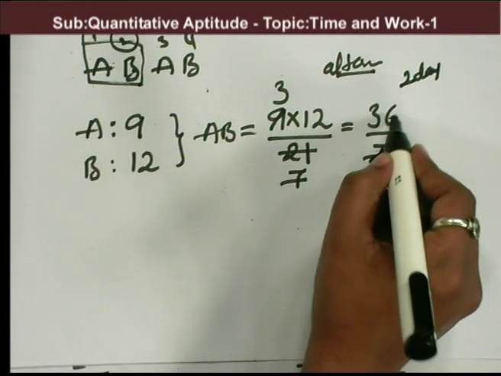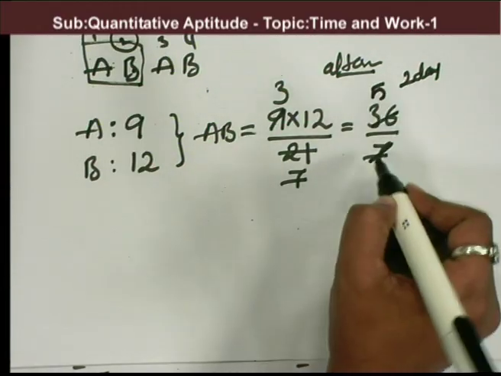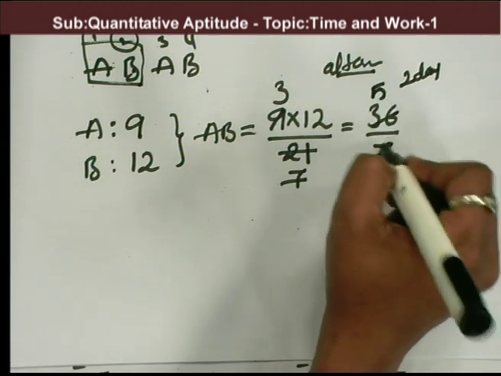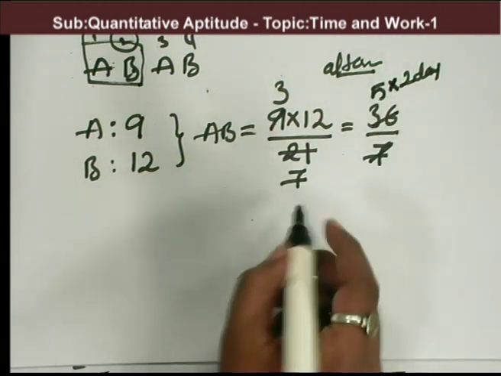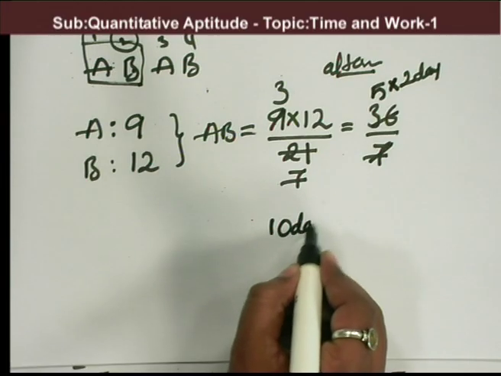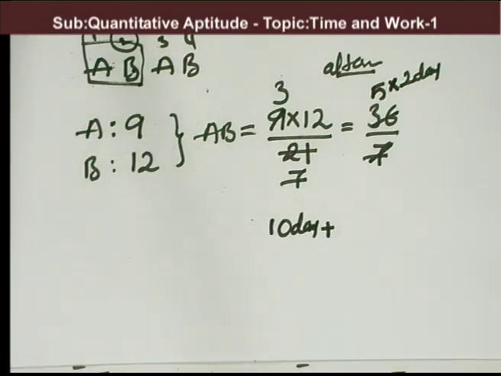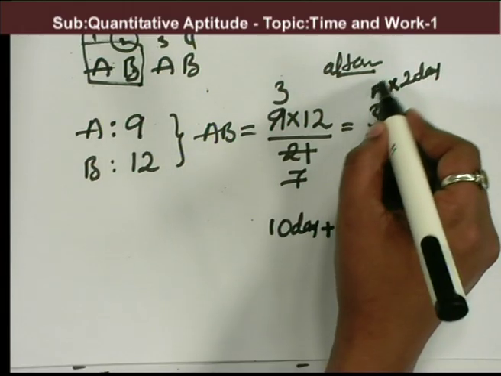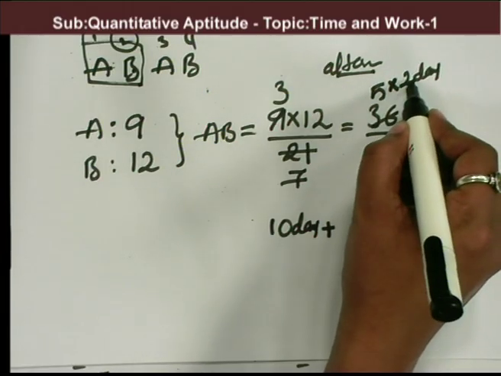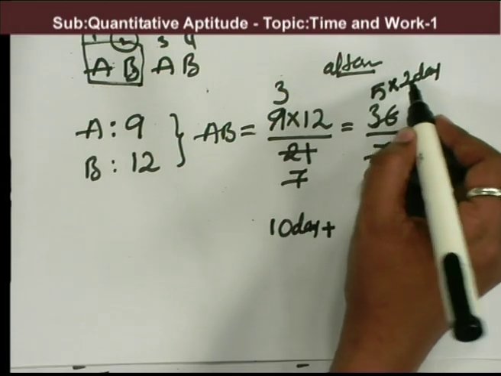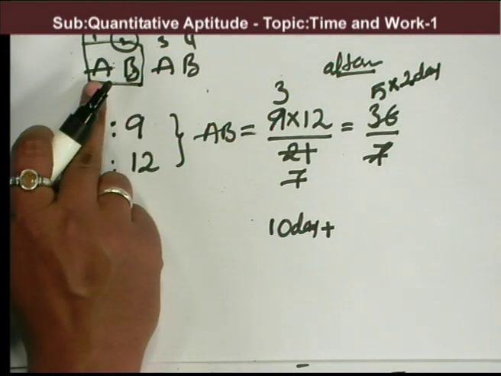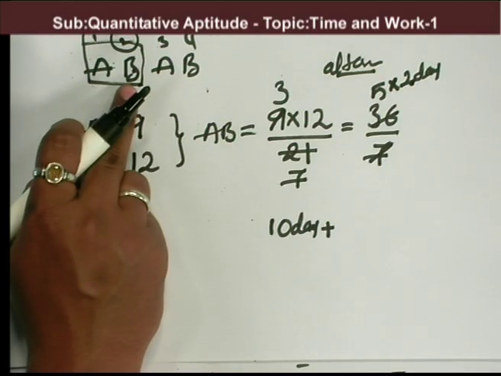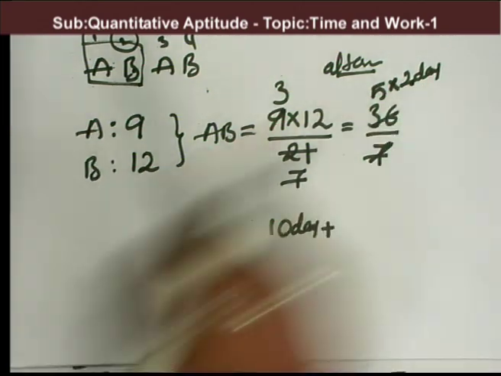So, 7 5s are 35. What we get as the result is 5, and 5 2s are 10 days. So, the condition is when they are working alternately. This 5 is multiplied by 2 days, because why are we taking 2 days? In the alternate days, A and B are working together, it takes 2 days. That is why 5 into 2 is 10 days.